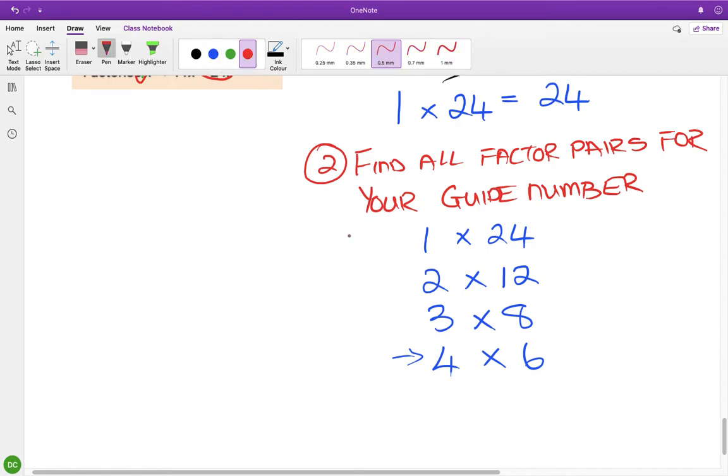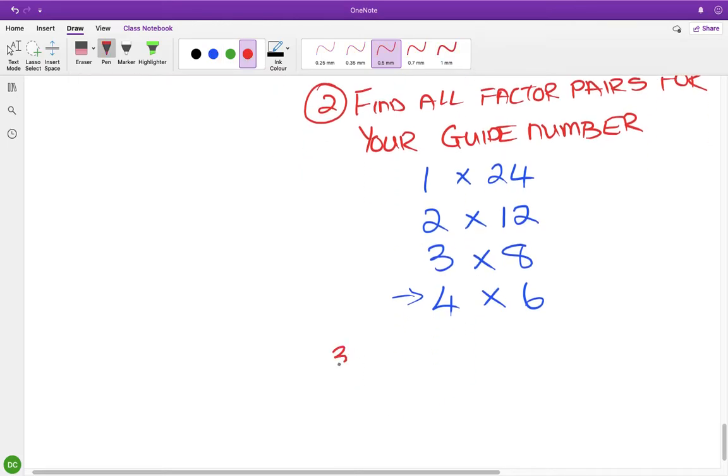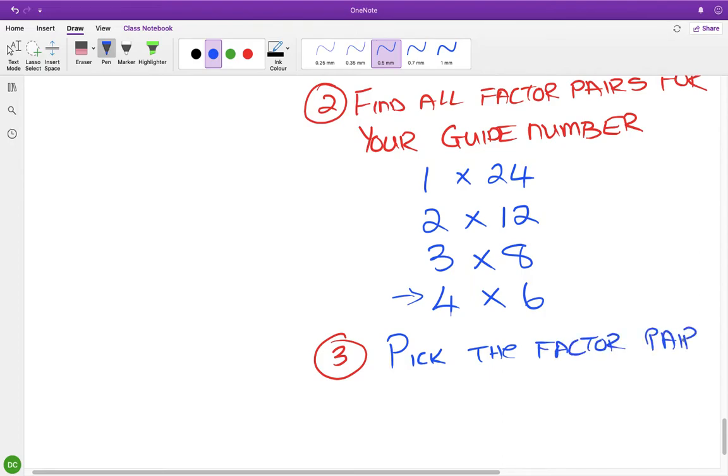Excellent. So step 3: you pick the factor pair that combines, it can be by adding or subtracting.